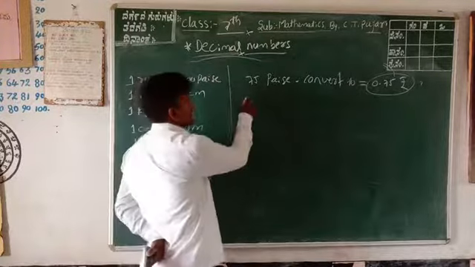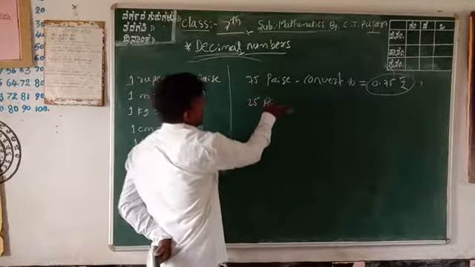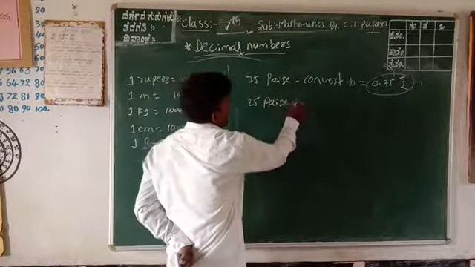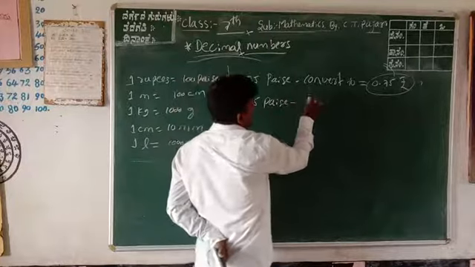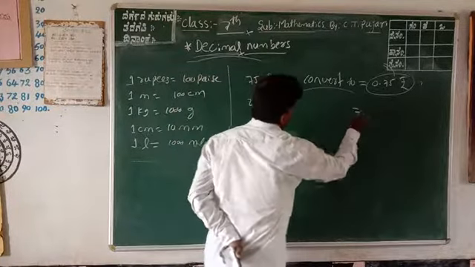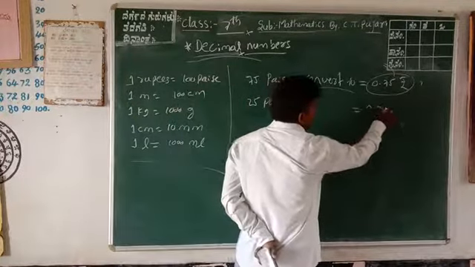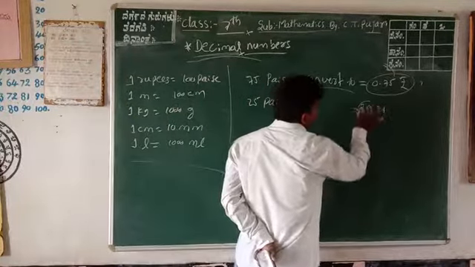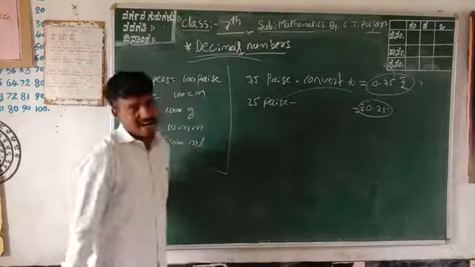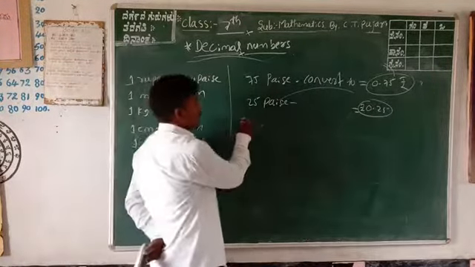Next one, 25 paisa. You can convert it to rupees. Therefore, the answer is 0.25 rupees.